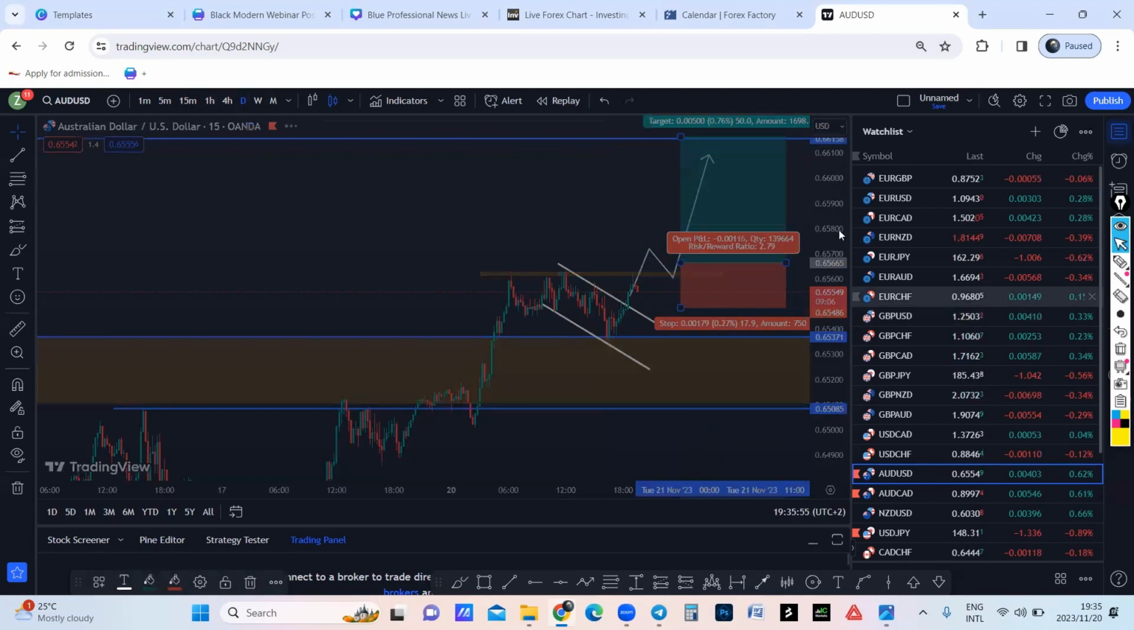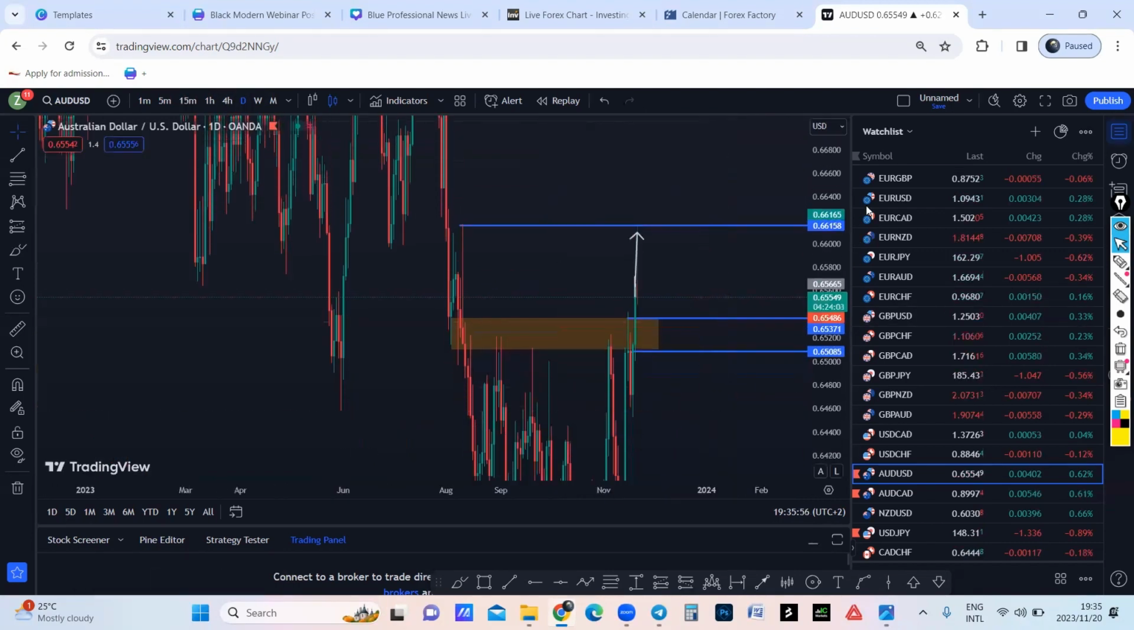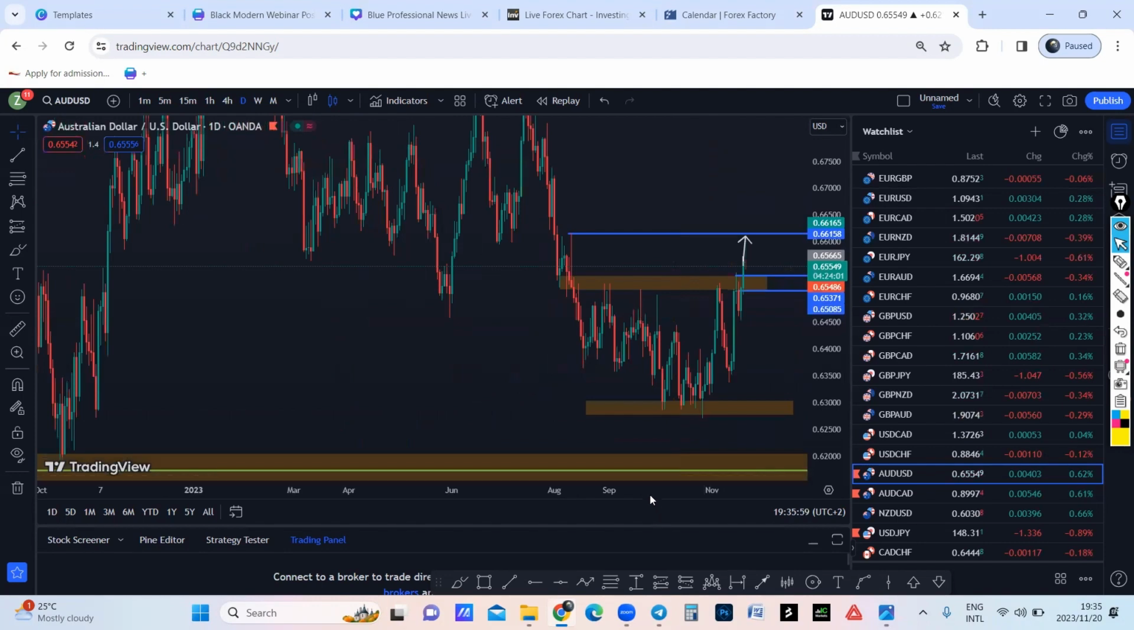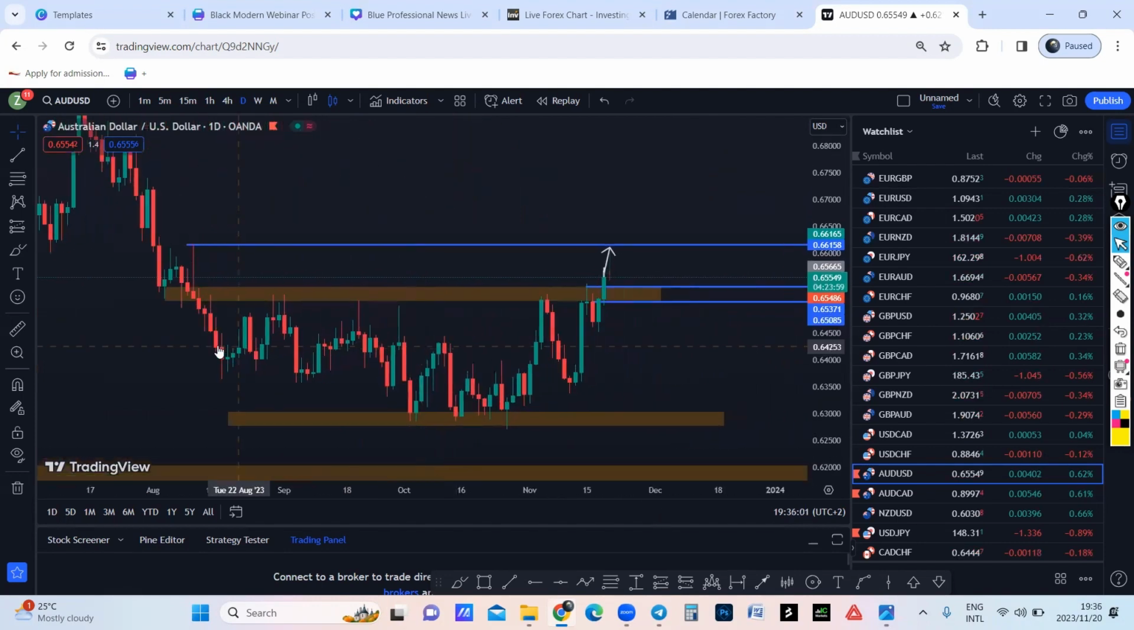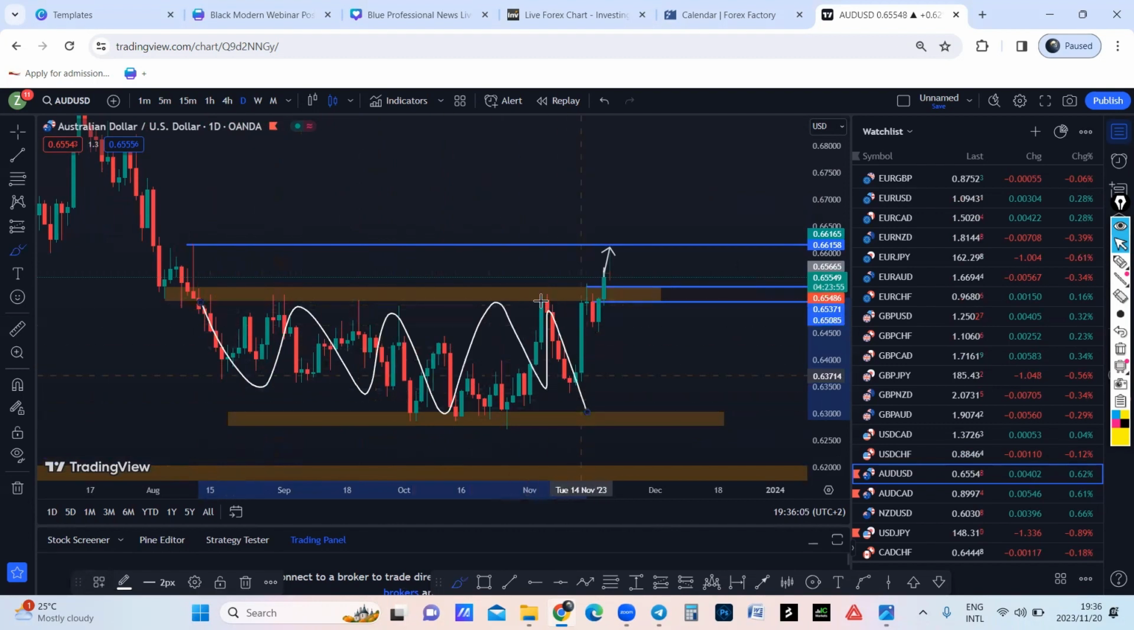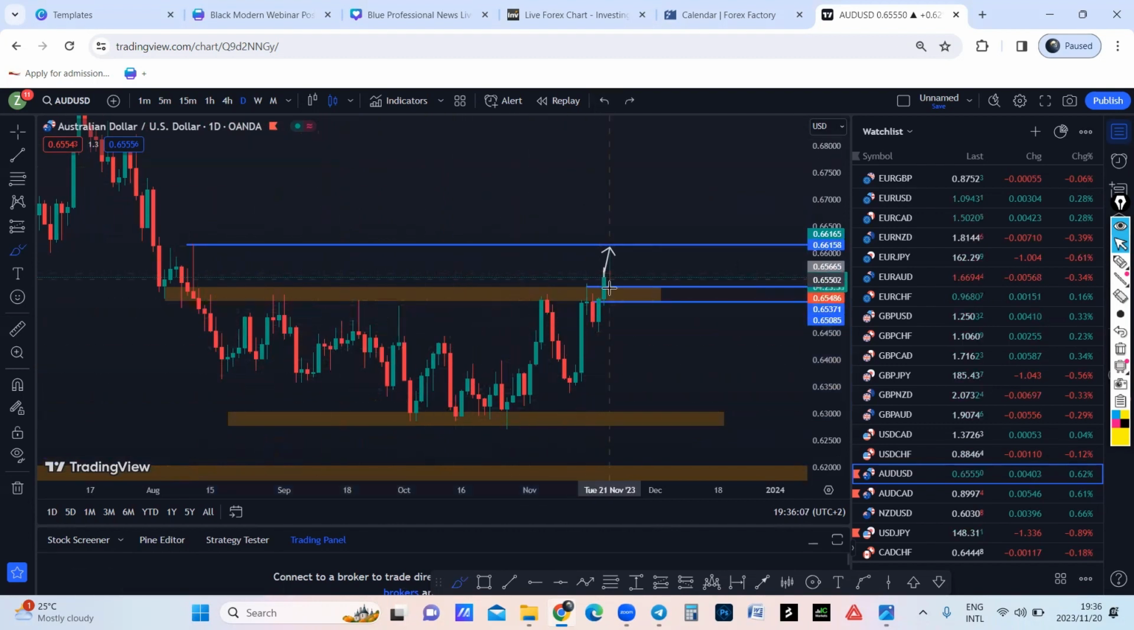So maybe let's go back to the daily and see what was happening on the daily. I see on the daily that the market was making a range here, and then all of a sudden the market broke above, as you can see here.